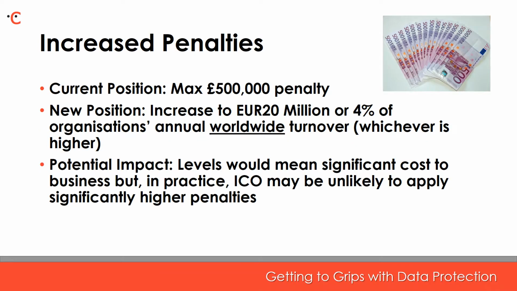The current maximum monetary penalties for data protection breaches differ across the EU, with the UK being able to impose up to £500,000. Under the regulation, the penalty will increase for most offences to up to €20 million, or 4% of an organisation's annual worldwide turnover, whichever is higher. It's worth noting that there are some breaches that will attract a slightly lower penalty of up to €10 million, or 2% of annual worldwide turnover, such as violations relating to internal record keeping.